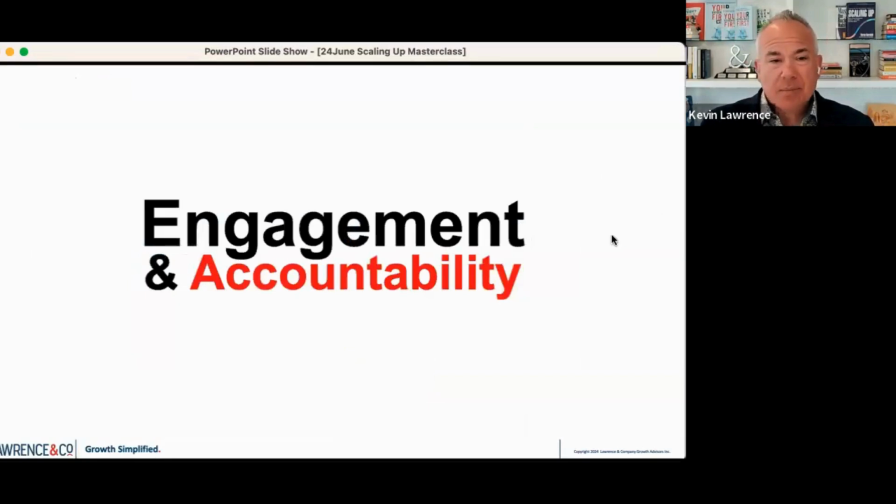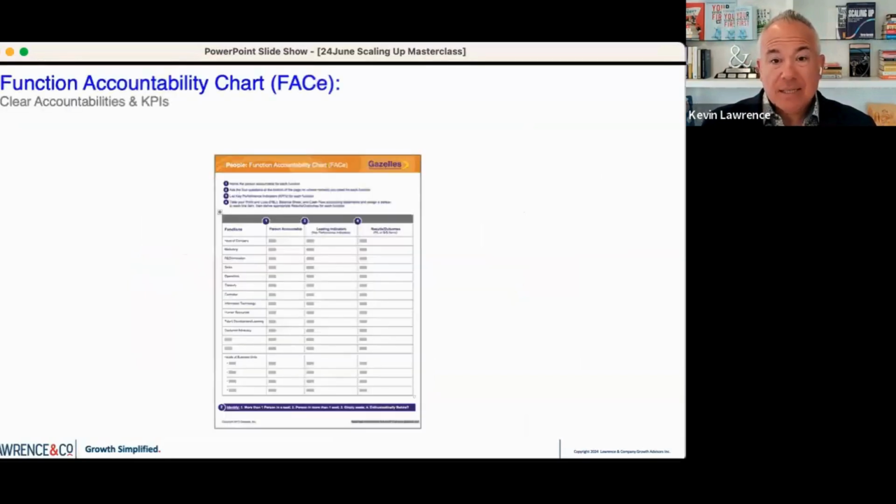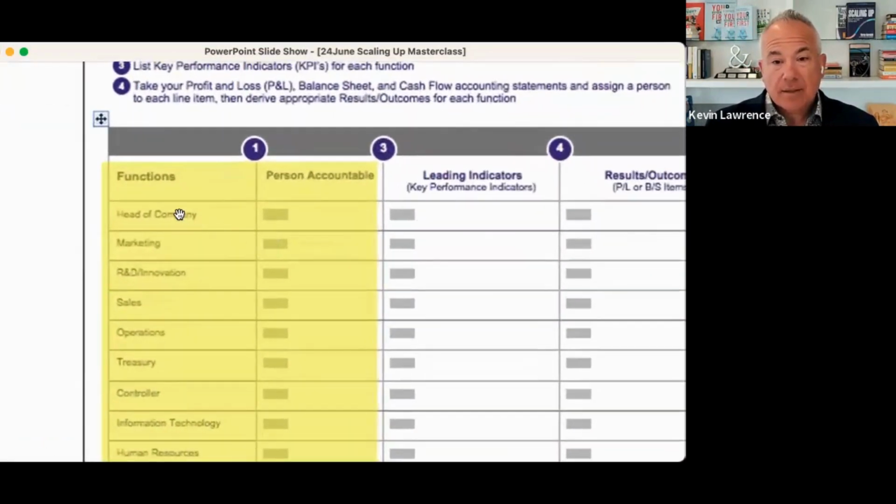So at the root of it with people, it's about engagement and accountability. And in Scaling Up, there's a specific tool called the Function Accountability Chart. And you go to your specific functions, and I'll zoom in here, like the head of company, marketing, R&D, sales, ops, treasury, controller, etc.